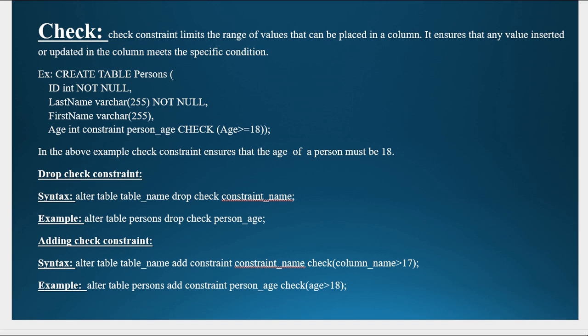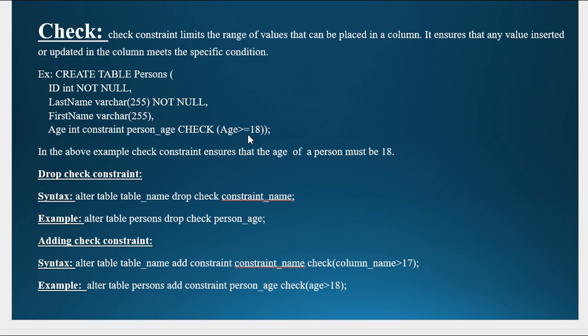It limits the range of values that can be placed in a column, and it ensures that any value inserted or updated in a column meets the specified condition. Here we have the syntax: create table, table name, and column name ID, data type integer, with the not null constraint, and then last name and first name, each followed by its data type and the not null constraint.